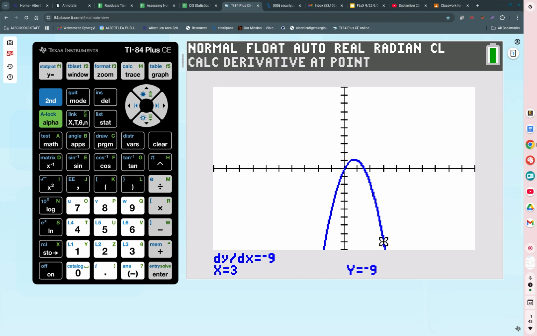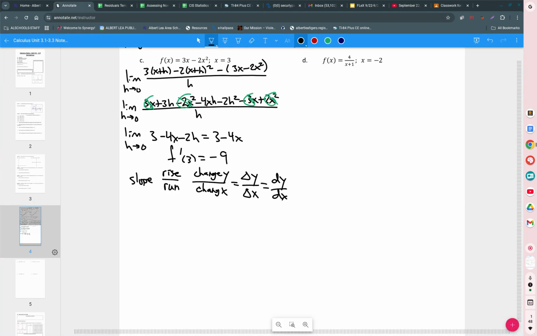What if I told you that when I first looked at the problem, it took me 1.5 seconds to find out that the slope was negative 9? I didn't even have to do all that. How do you know? I'll teach you, not today, but I'll teach you. You'll know too. All right, what's different about letter D?